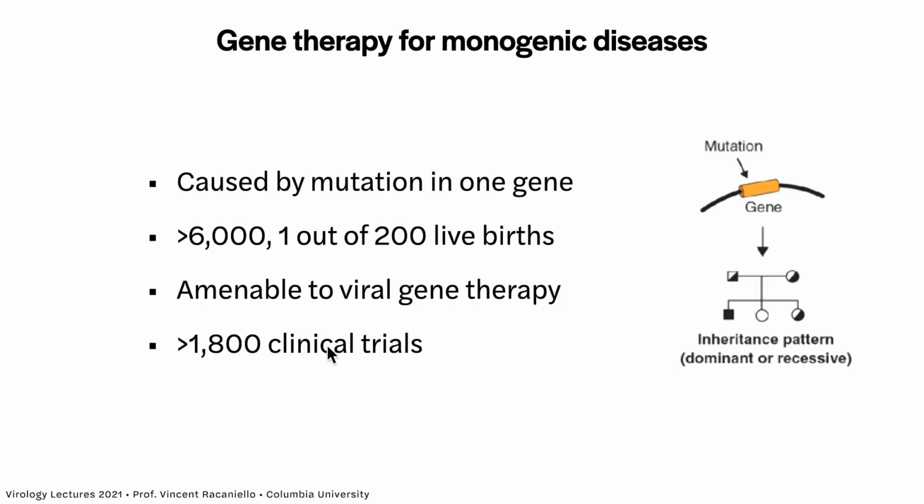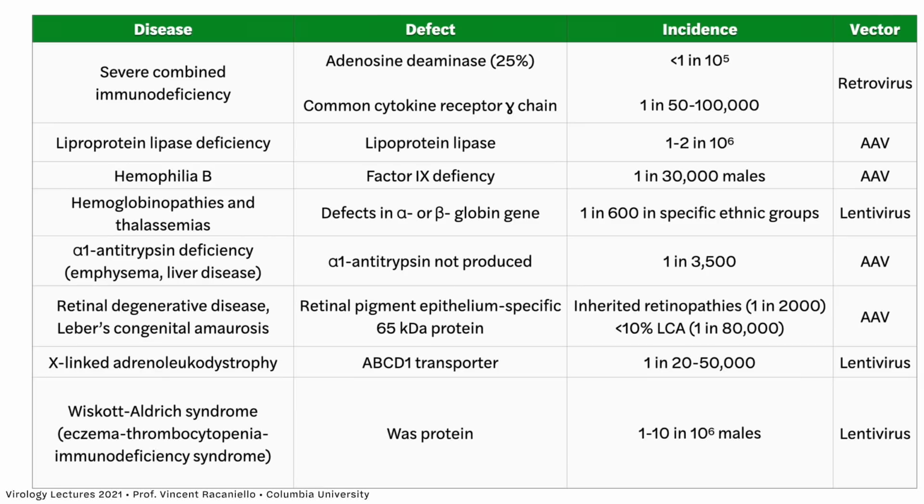So this is amenable to viral therapy, and there are over 1,800 clinical trials to test vectors for treating various diseases. So these are, again, mutations in the genes that can be inherited in either a dominant or a recessive manner. So here is a table of some of the diseases on the left, and the gene defect that we know, the incidence, and then the vectors that are being used to test gene therapy.